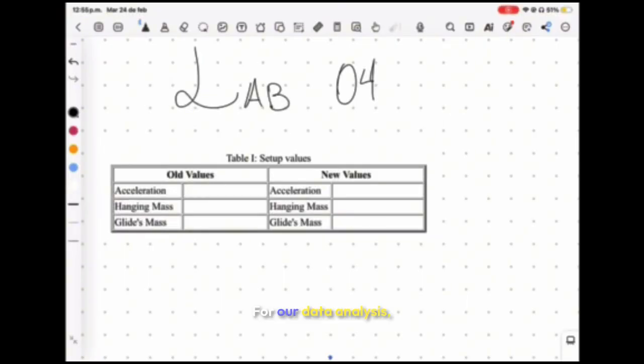For our data analysis, we decided to annotate our old values, which we got from Lab 3, by inputting our acceleration, which is a theoretical value from the last lab, which is 0.568. Then our past hanging mass was 12 grams, and the glider mass was 195 grams.